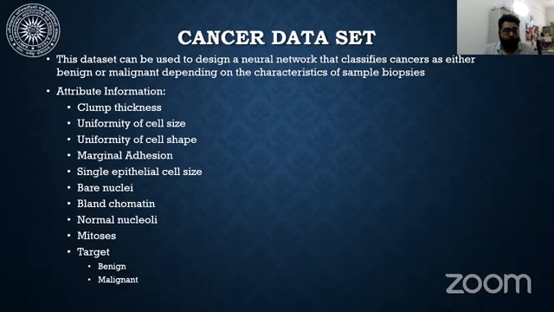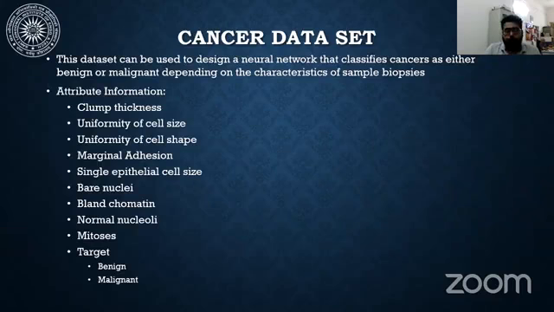So for this example, we are going to use the cancer dataset. This is also incorporated into MATLAB. This dataset can be used to design a neural network that classifies cancer as either benign or malignant, depending on the characteristics of the sample biopsies. So this dataset has nine features and one target. Those 9 features are clump thickness, uniformity of cell size, uniformity of cell shape, etc. And the targets are either benign or malignant.